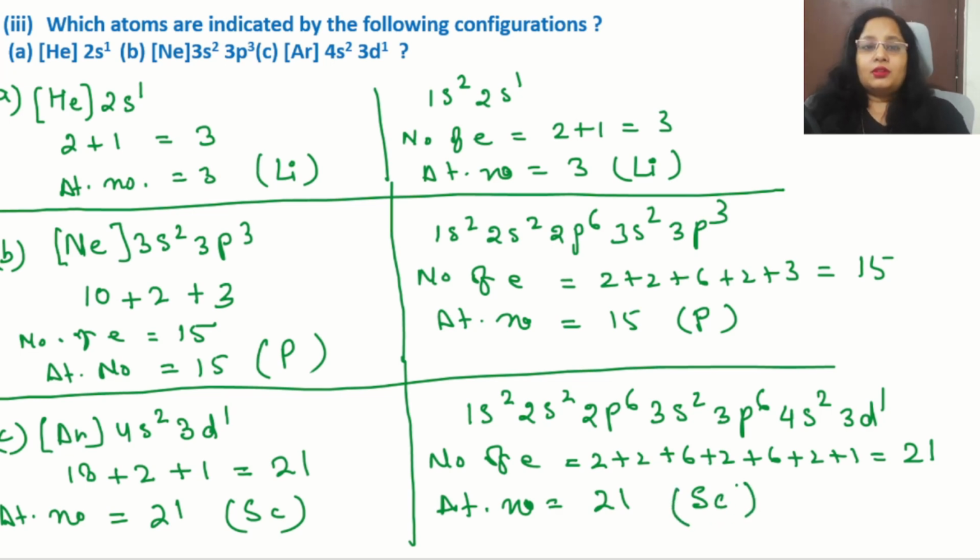So there are two ways. I showed you both the ways. Whatever is easy, you can go. Both are correct. So in this way, we are going to finish this question.